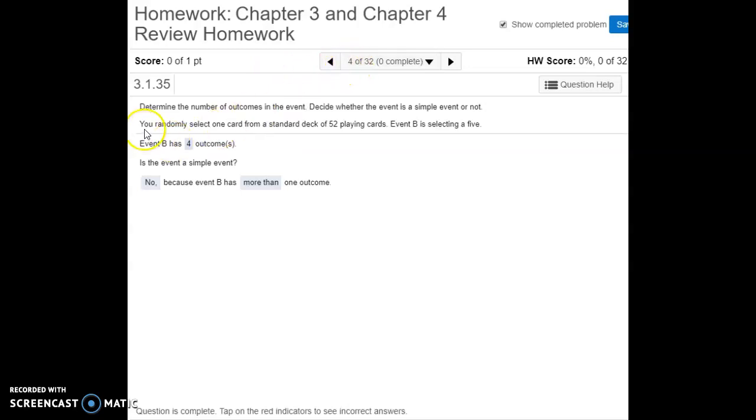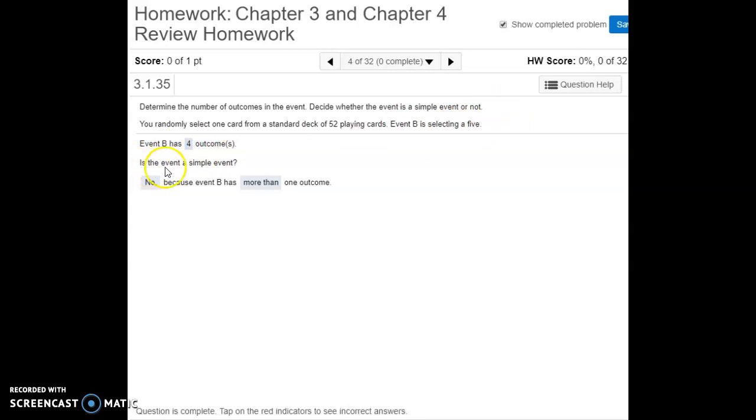For number 4, we randomly select one card from a standard deck of 52 playing cards. Our event, we're calling it event B, is selecting a 5. So how many ways can that occur? And if you're familiar with cards, there are 4 different suits: spades, clubs, diamonds, and hearts. So there are 4 different ways we could get a 5. So event B, selecting a 5, has 4 outcomes.